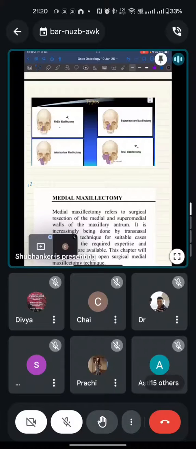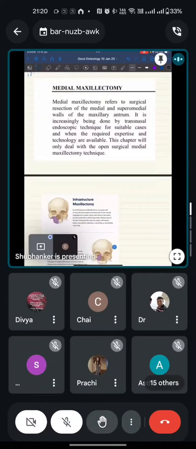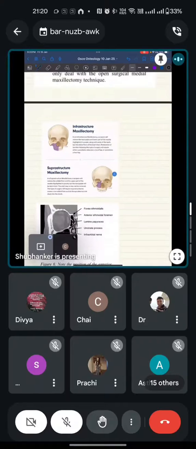Medial maxillectomy. What is medial maxillectomy? What are the steps of medial maxillectomy? Same goes over here. Steps, or where do you give osteotomy cuts? The first is what it is. Second point is where do you give the cuts of maxillectomy? It is asked. It will be asked for 2 to 3 marks. So basically, this is the detail about medial maxillectomy.